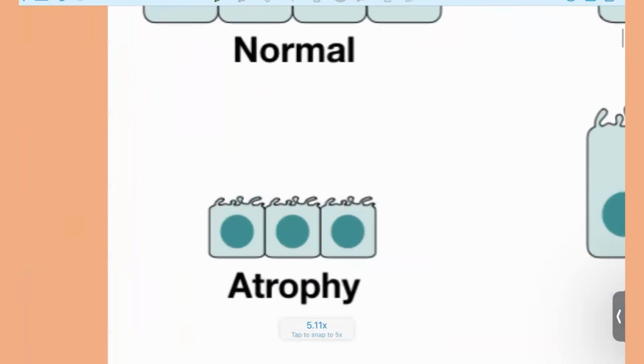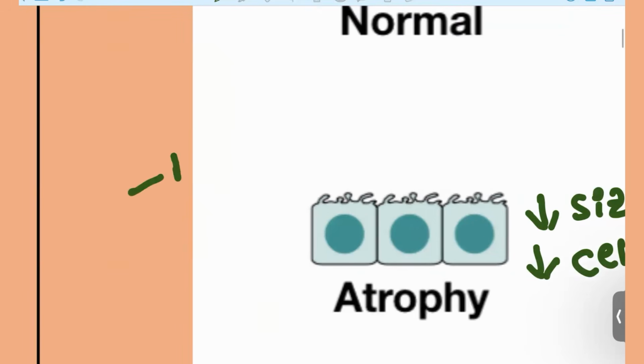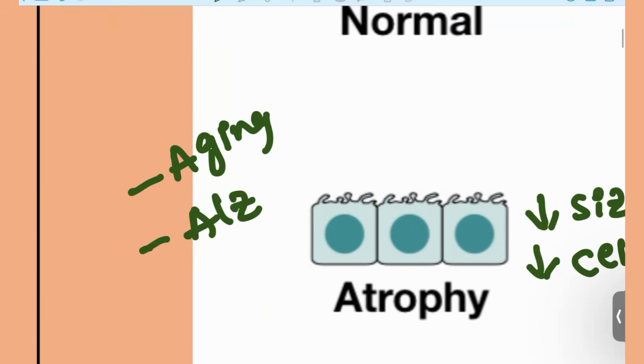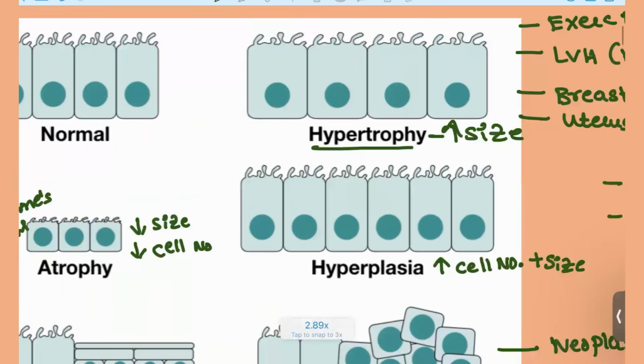And coming to atrophy, there is a decrease in size and at the same time a decrease in cell number. What are the other common causes? It is normally due to aging, or due to Alzheimer-like conditions where the brain shrinks by its own, or it can be due to nutritional causes. Cachexia, all these causes can also be seen nutrition-wise.